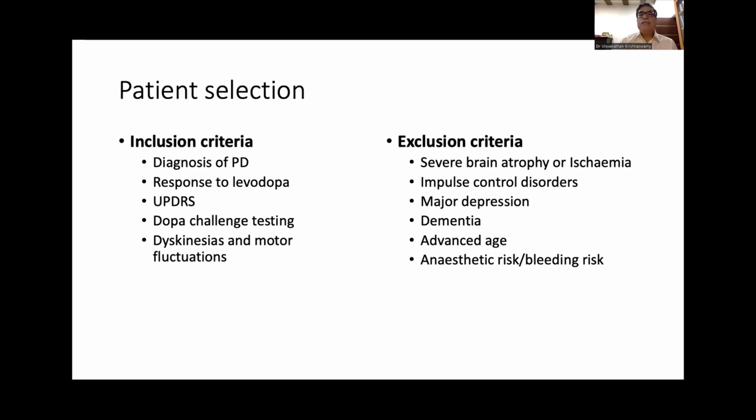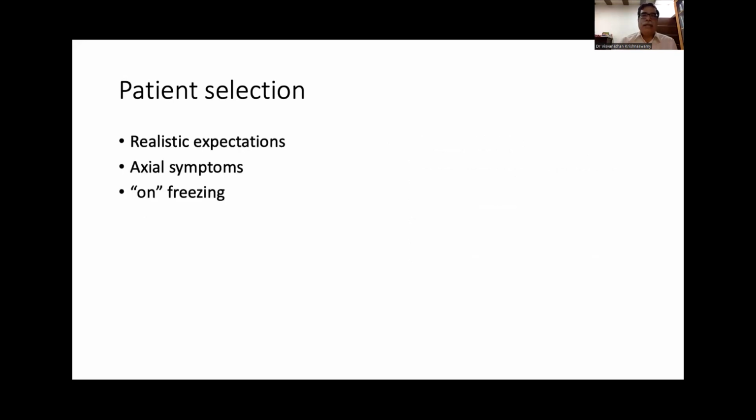Which are the patients we don't offer surgery? They are the ones with maybe dementia, severe brain atrophy, psychiatric comorbidities like major depression, impulse control disorders, those with severe anesthetic or bleeding risk, and advanced age. There is no real cutoff, but we don't do it for very elderly patients. But more than all these objective criteria, the patient and the family member should have a realistic expectation. They should not expect that the disease itself will be cured, because all we are trying to offer the patient is improvement in quality of life.